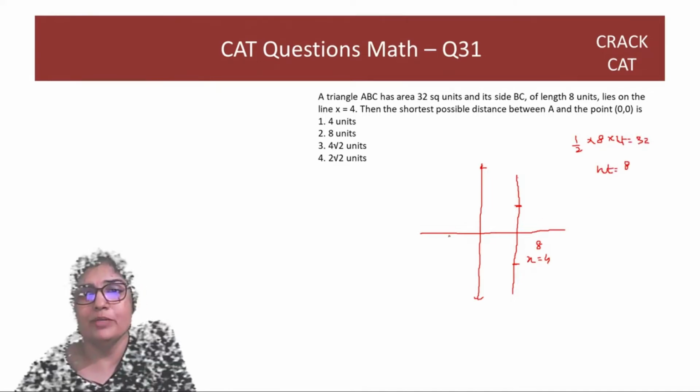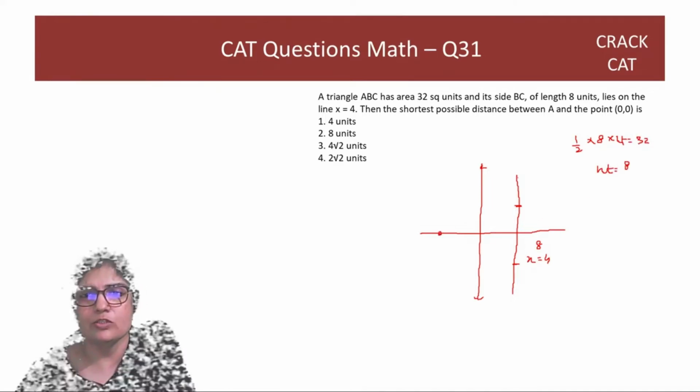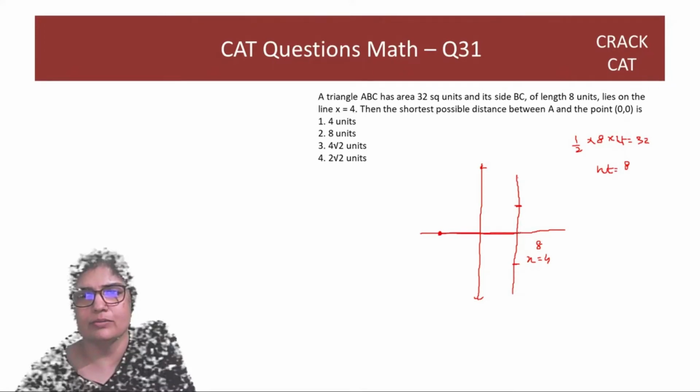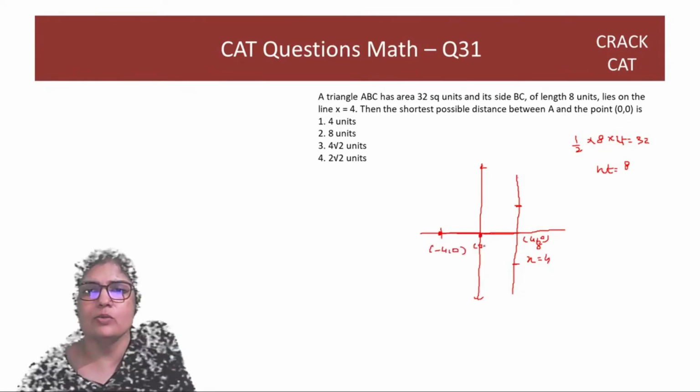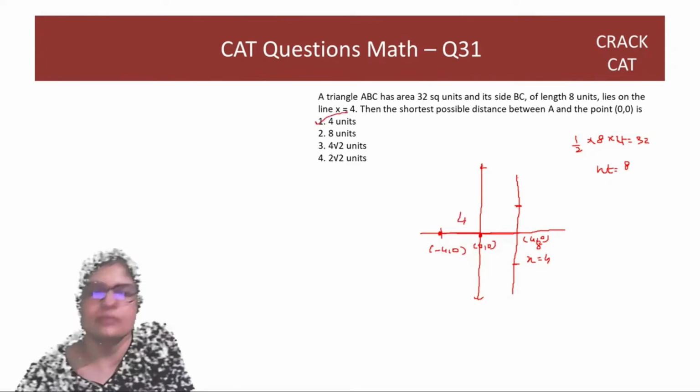Now I want to minimize the distance between A and the origin, so I will place it right here. So this is the point 4, 0. This will be the point minus 4, 0. And its distance from the origin will be 4 units. First option.